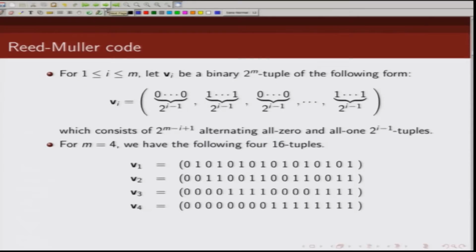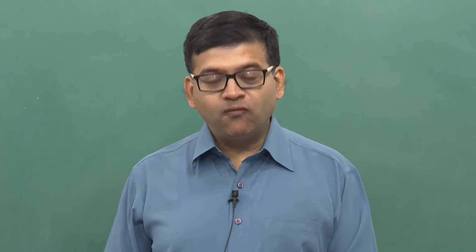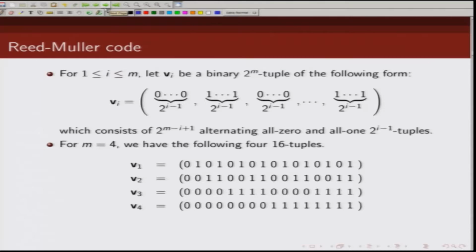So, let us take an example. Let us consider m to be 4. Then this m tuple has length 2 raised to power 4, that is 16. So, what is V1? V1 should have runs of zeros and ones, where each run is 2 raised to i minus 1. When i is 1, this is 1. That means V1 is 0, because that is a run of 1, then followed by a run of 1 for one time, then 0 one time, then 1 one time. Like that it will continue for this block of 16.